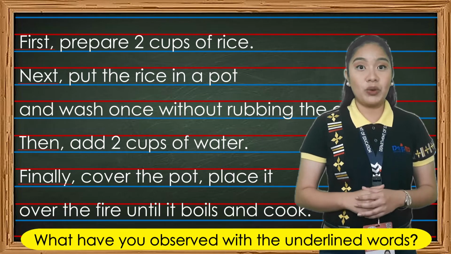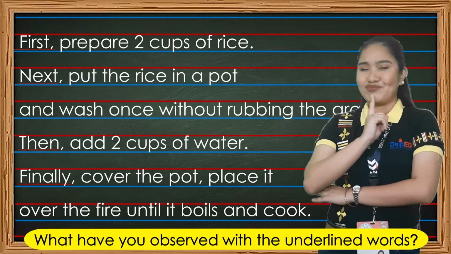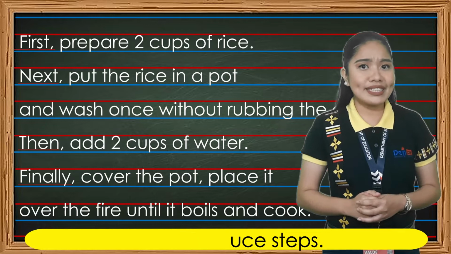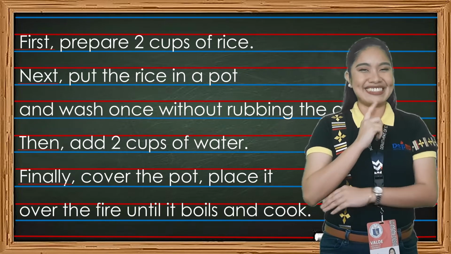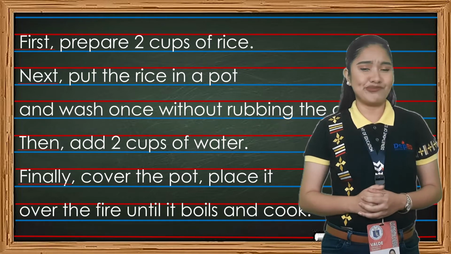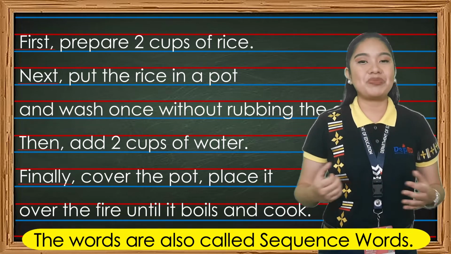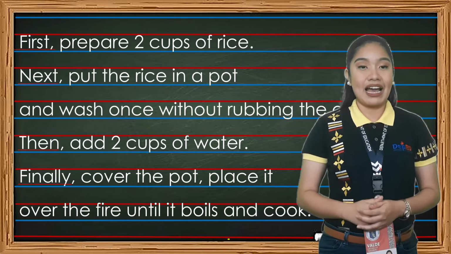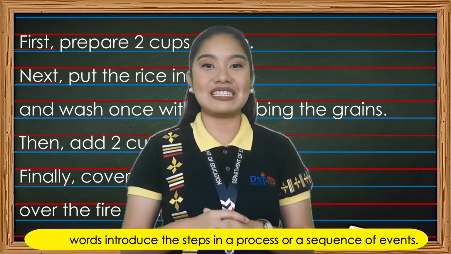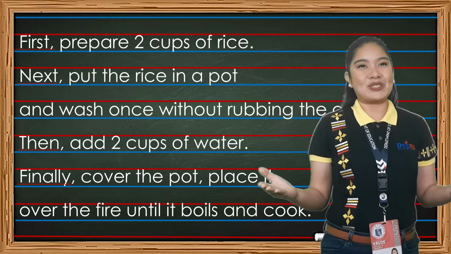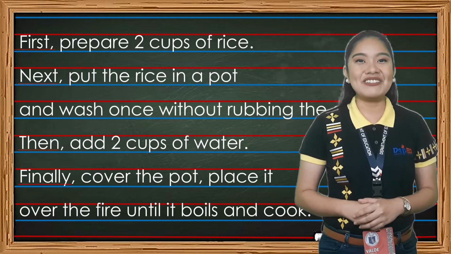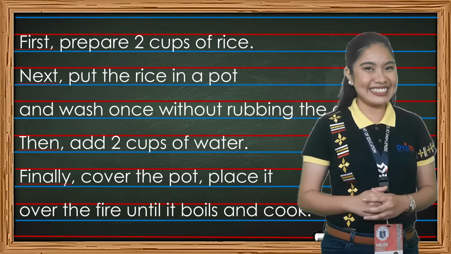What have you observed with the underlined words? Well, they introduce steps. What else? They are signal words. What else? The words are also called sequence words. My dear learners, signal words introduce the steps in a process or a sequence of events. Before we proceed to page 7, let's sing this song for us to recall the right sequence of signal words. Are you ready? Okay.